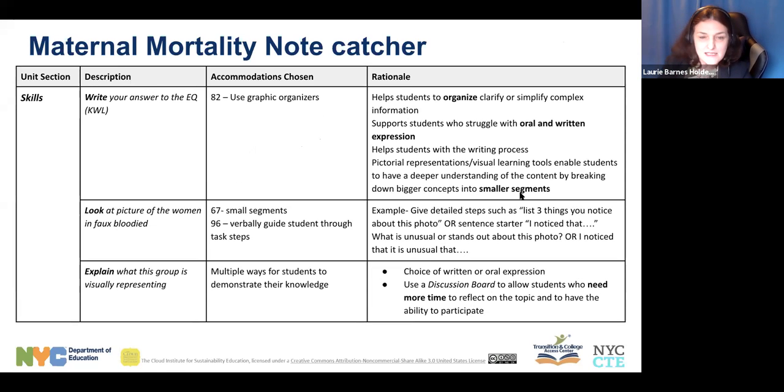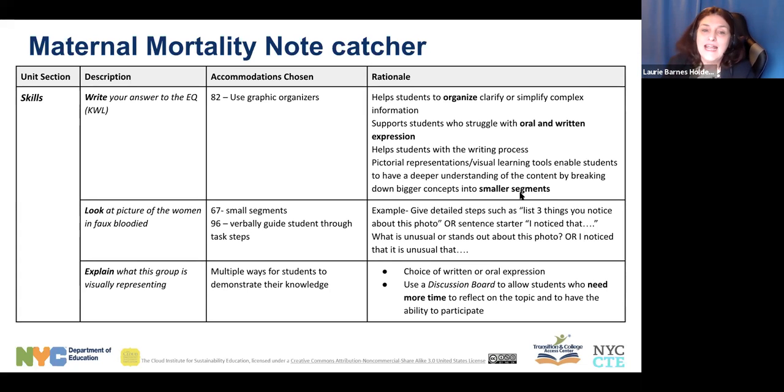So let's look at the next slide. Continuing with the writing, they're using the graphic organizers. Why would we use graphic organizers? Because, as the name implies, it helps students organize, clarify, and simplify when we give them complex information. It also supports our students, who we saw in our profiles had difficulty with oral and written expression. It helps those students with the writing process. Again, pictorial representations and visual learning tools enable students to have a deeper understanding of the content, and it breaks bigger concepts down into smaller segments.